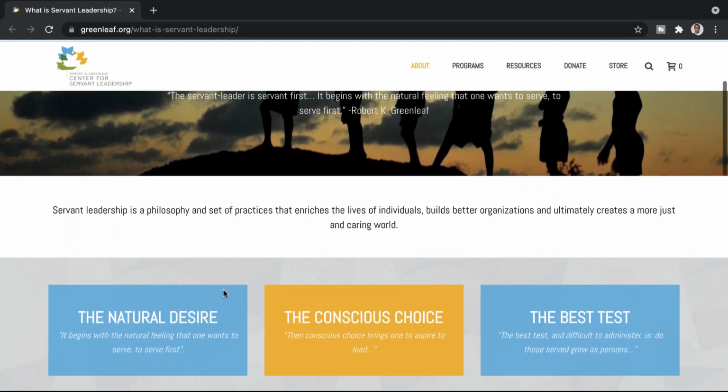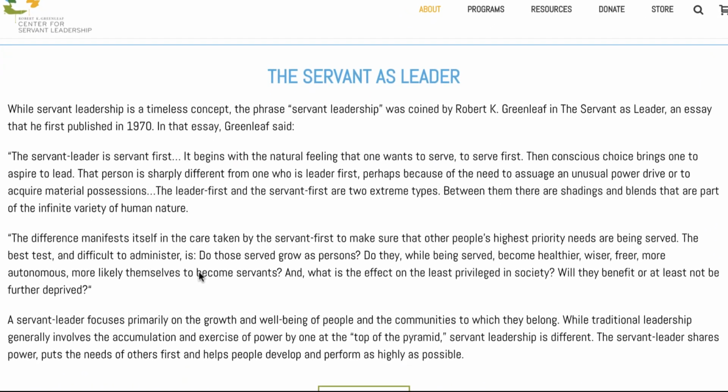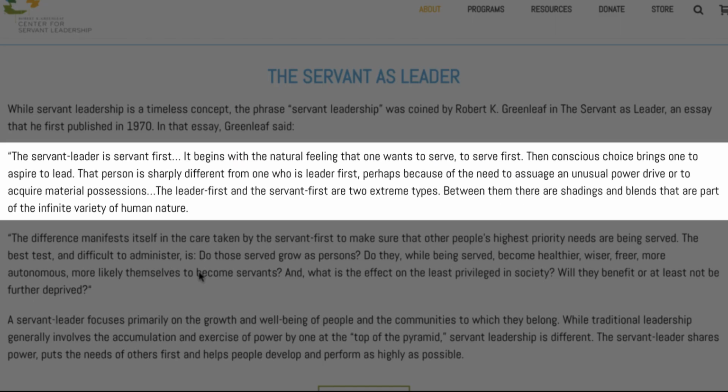If like me, you were not aware of it, it was introduced by Robert Greenleaf in 1970, and this is what it says. The servant leader is servant first. It begins with the natural feeling that one wants to serve first. Then conscious choice brings one to aspire to lead. That person is sharply different from one who is leader first.